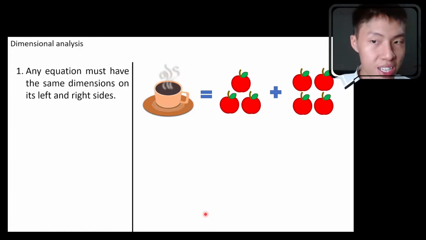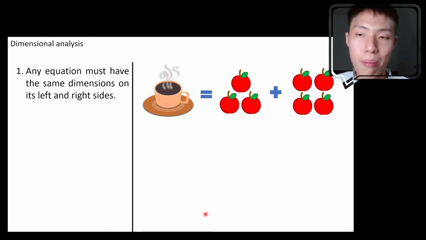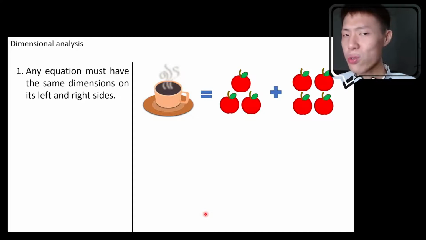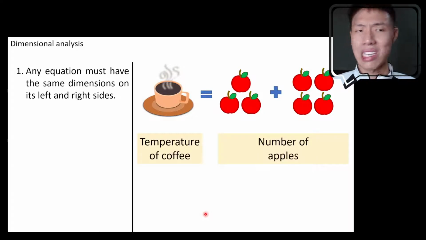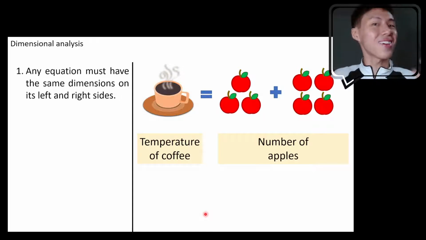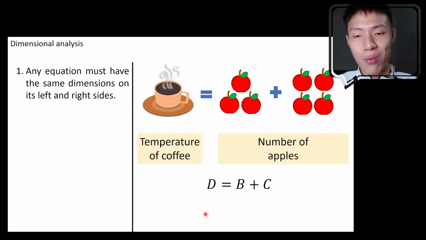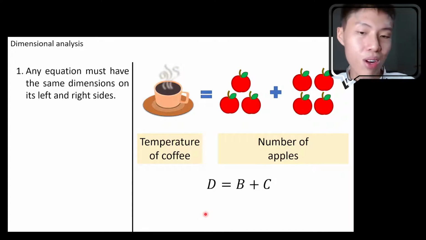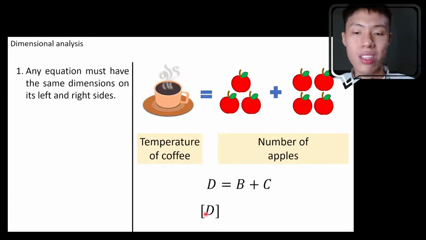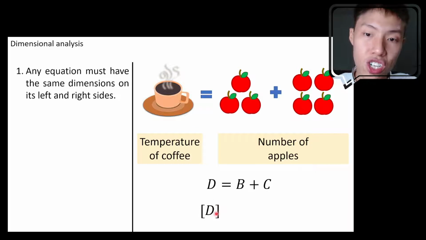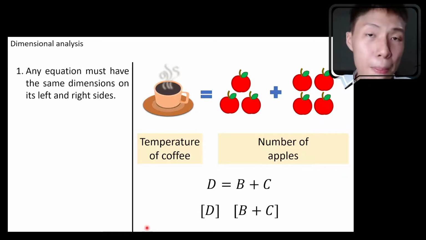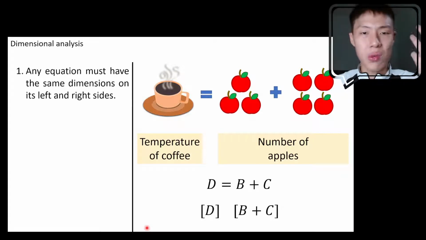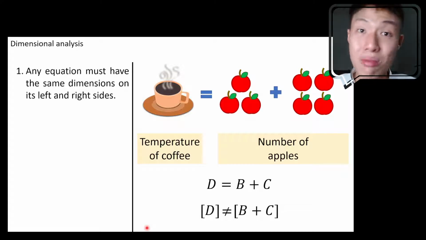Now, if we change to another example, 3 apples plus 4 apples equals the temperature of coffee. Well, it sounds weird, right? It's not logical anymore. Why? Because if the temperature of the coffee is D, then we know that the dimension of D is temperature, whereas the dimension of B plus C is the number of apples. So temperature and apples, how do you equate them to each other?